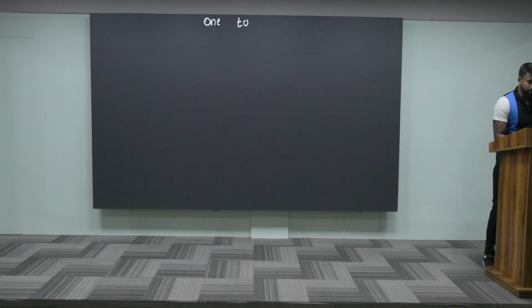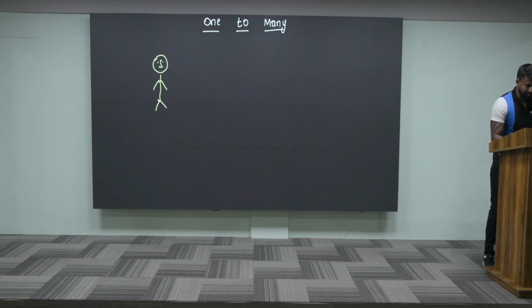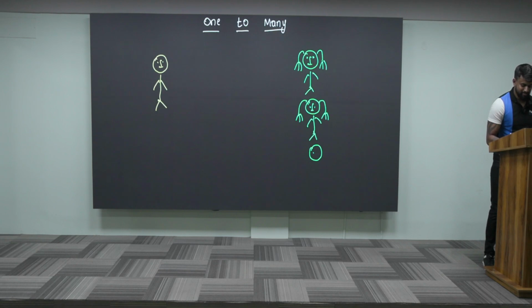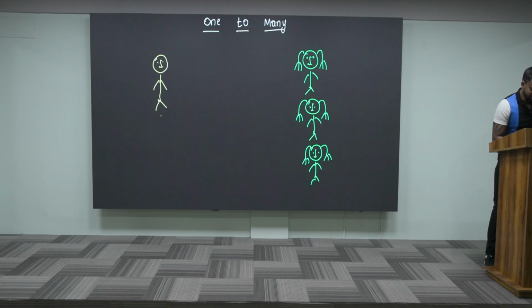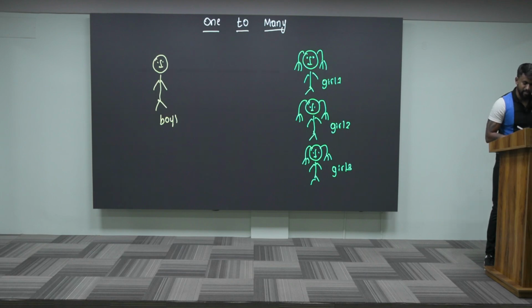Let me proceed further, and there is something else. What is that, sir? One-to-many. Some of you already started to laugh. Very good. Now there is the same boy, and there are girls as well. But here there is no single girl; instead you can have more than one, not you, I'm just giving an example. So how many girls are there in total? Girl 1, girl 2, girl 3. Three girls are there.